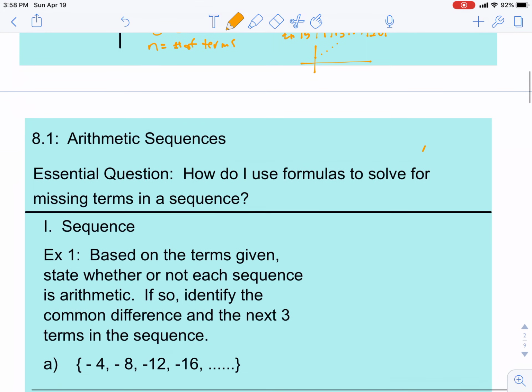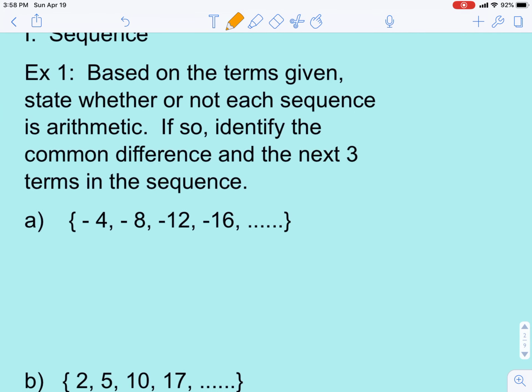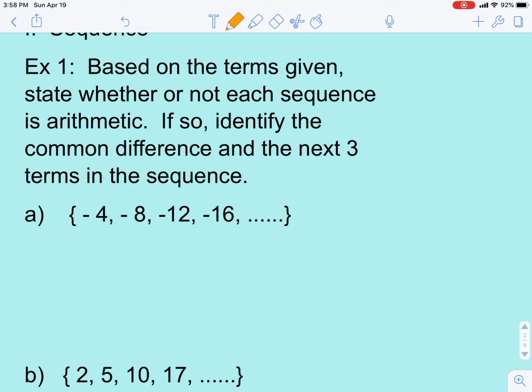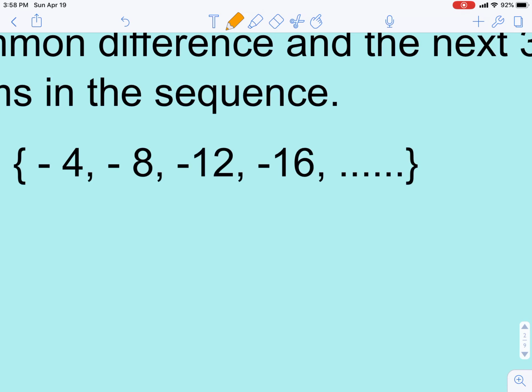All right, so let's go and figure this stuff out together. All right. So first off, we just have to see if it's arithmetic or not. So we have to take a look from subtracting 4, subtracting 4, subtracting 4. Okay, so that is arithmetic.